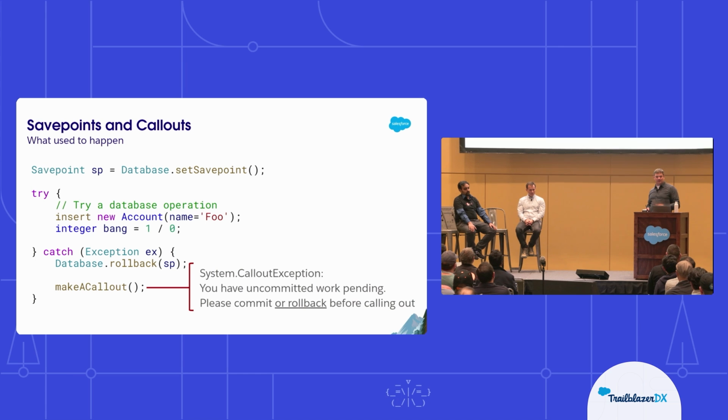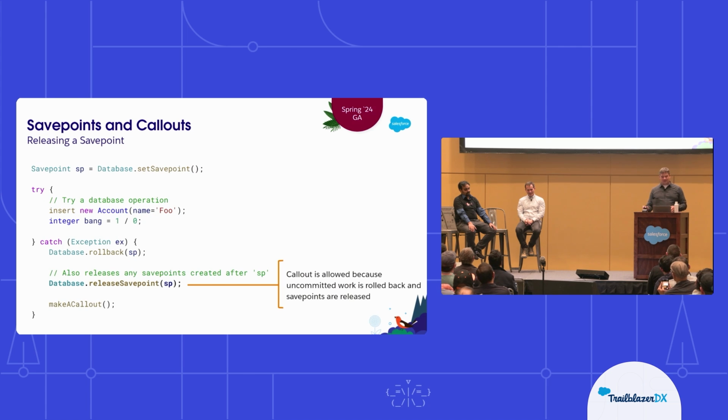Well, what would actually happen is you'd get an exception. And that exception would say, you have uncommitted work pending, please commit or roll back before calling out. And then you scratch your head and say, I just rolled back. That's really, really inconvenient. So I wouldn't be telling you about this if I didn't have a solution. And the solution is we've added a new method, and it's called release save point. And you'll notice some subtle differences here. So you can release that save point and then you can successfully make the call out.